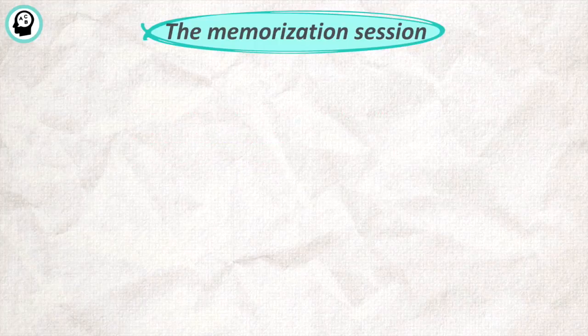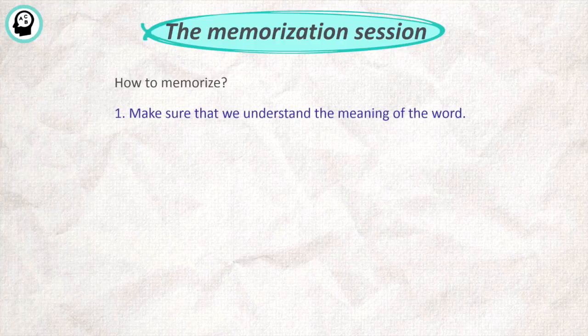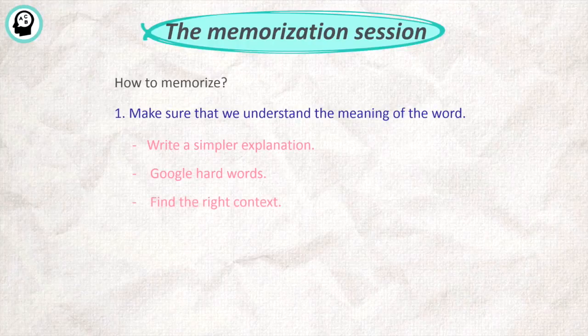But now the question is, of course, how to memorize. So, here are a few tips. First of all, we'll make sure that we understand the meaning of the word. We cannot memorize what we cannot understand. Sometimes that means writing a simpler explanation for the meaning of a word using our own vocabulary. The best way to make sure that we understand the true meaning of a word is to Google it and see how it's used in the right context.